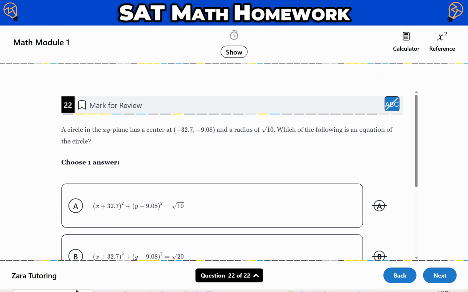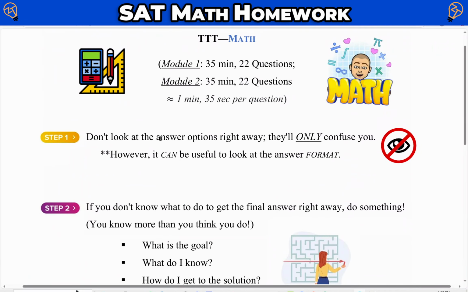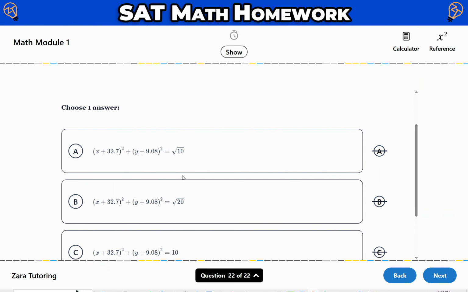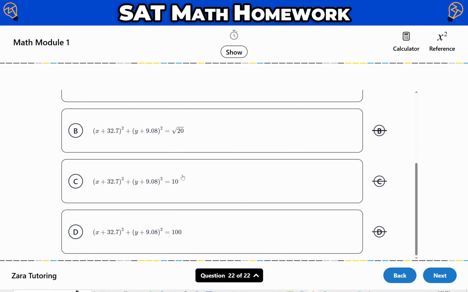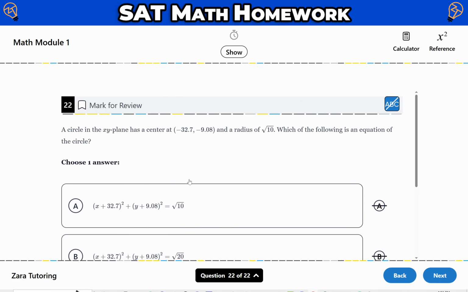Here we're talking about the standard equation of the circle, which is something that we can see pretty readily, especially if we take into consideration our Triple T math document. Don't look at the answer options right away, they'll only confuse you, but it can be useful to look at the answer format. And looking at the answer format, we can see it's the standard equation of a circle.